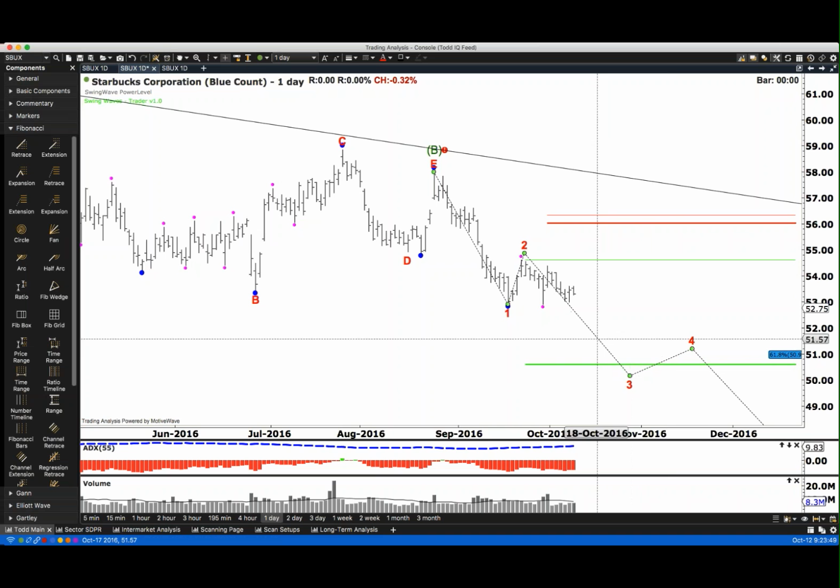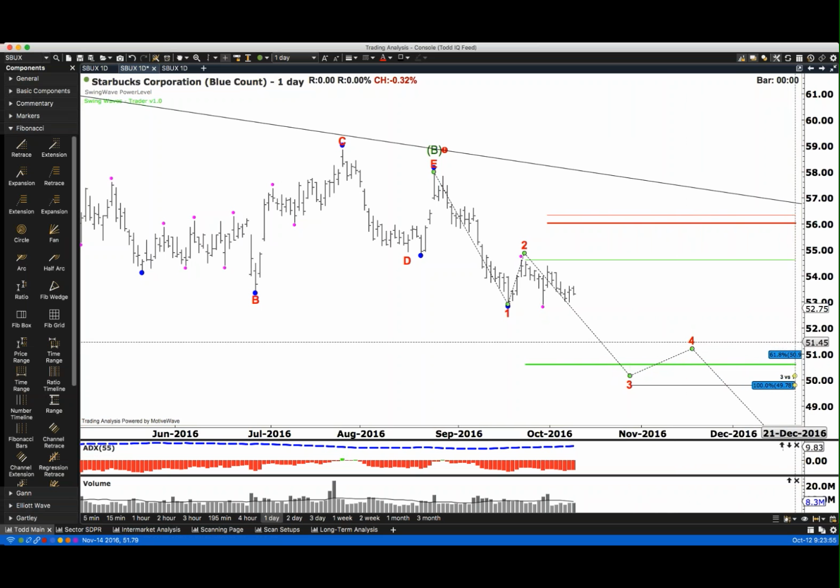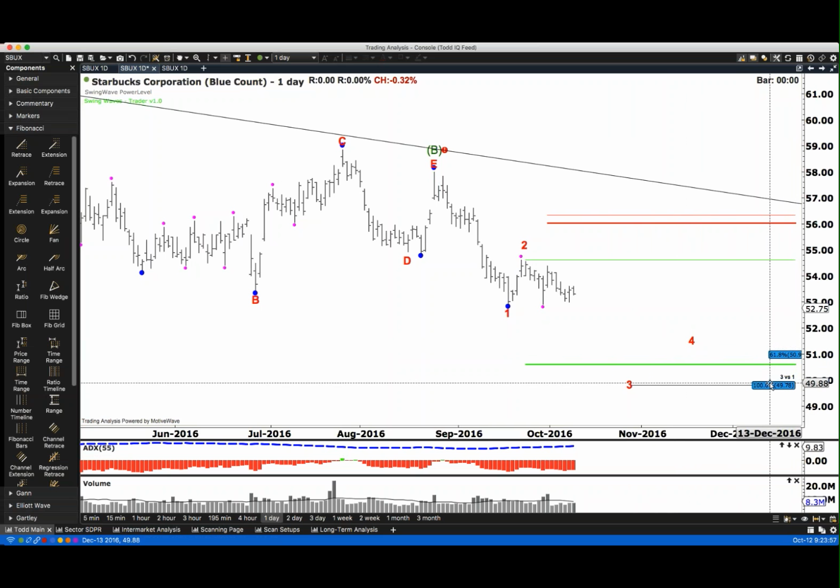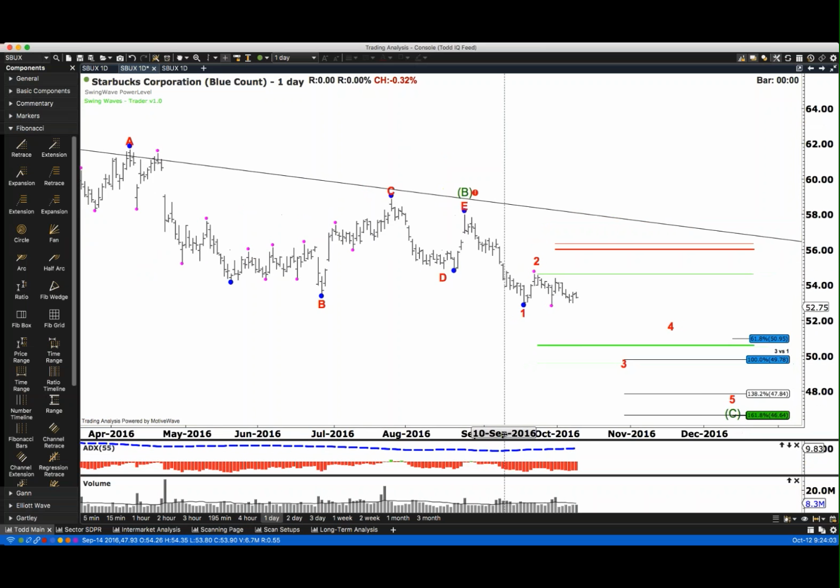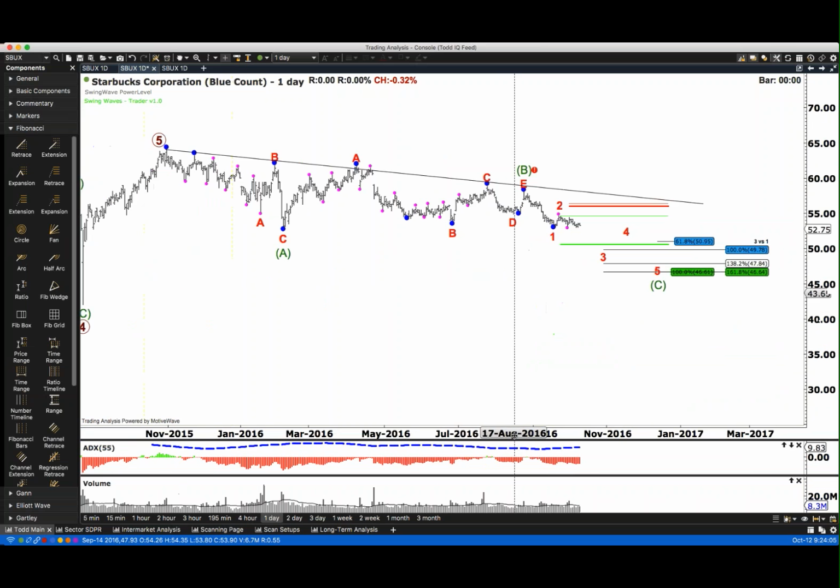If we just do a little fib projection of 3V1, it's going to be right below the 100%. So we're going to try to get down to the 51 to 49.80 area here in Starbucks. For some reason, I don't know what the fundamentals are, don't really care, but the stock has just been underperforming for a long period of time and is just kind of begging to jump off the 52 cliff.